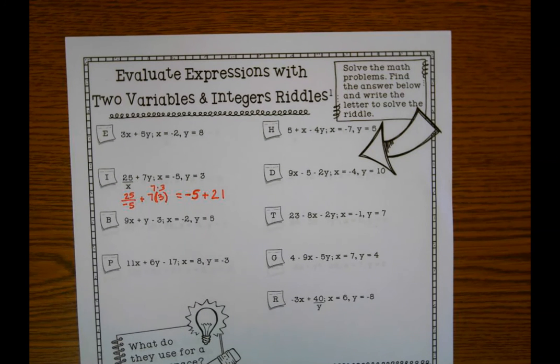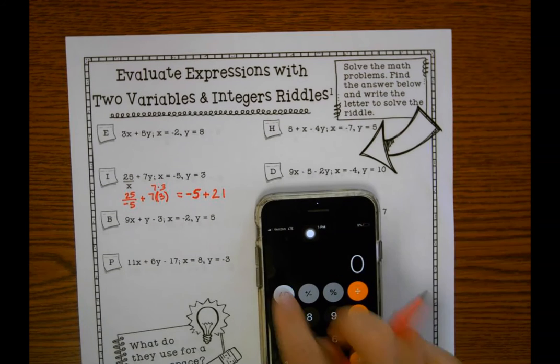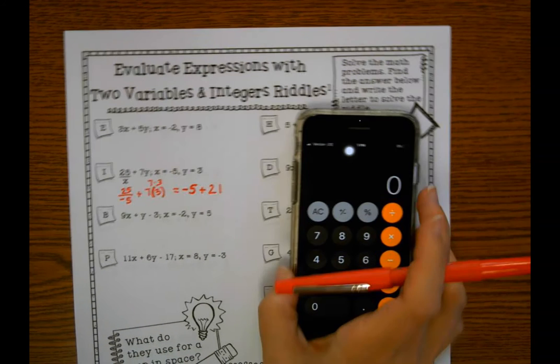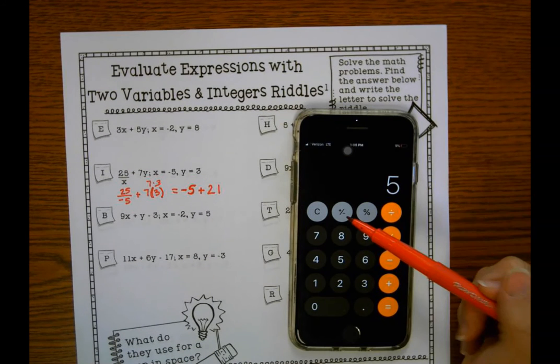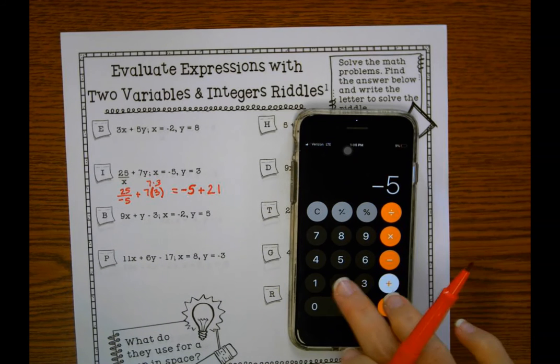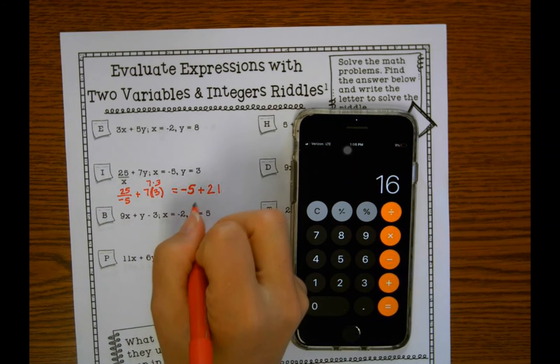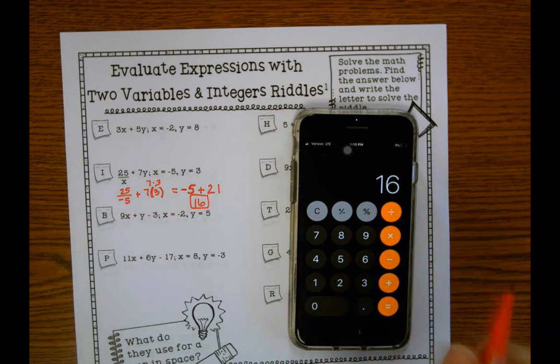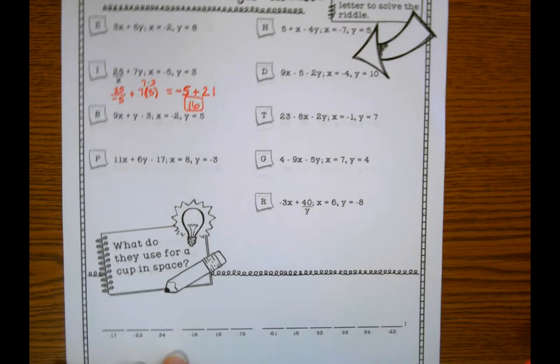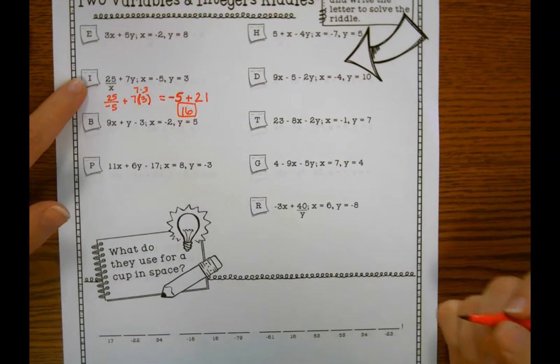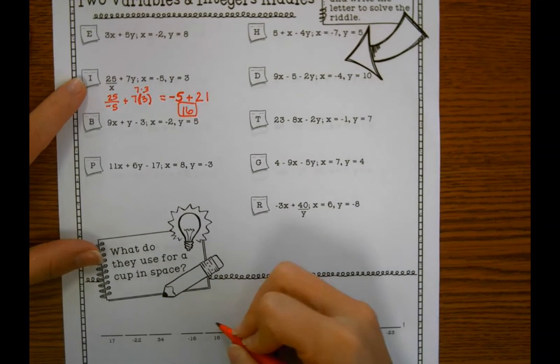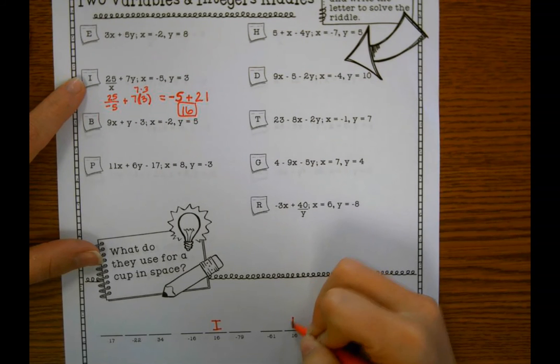And I can use my calculator now. If you want to get out your calculator, I'm just going to use the one on my phone because I don't have a regular calculator in front of me. I'm going to type in 5, and if you hit this button up here, it makes it negative, plus 21. And it tells me my answer is 16. So down below, anywhere I see a 16, I'm replacing it with the letter I. So I have a 16 here and here.